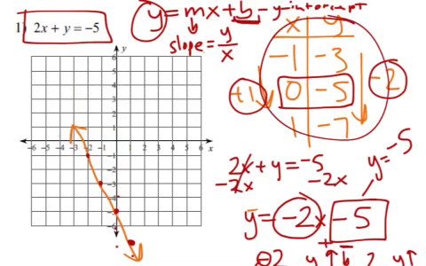So you can always use a table of values, or you can use the slope-intercept form. For the rest of the problems, I'm just going to focus on that slope-intercept form.